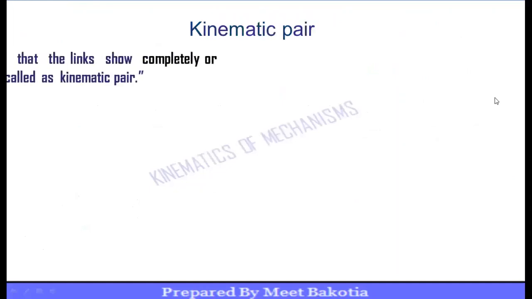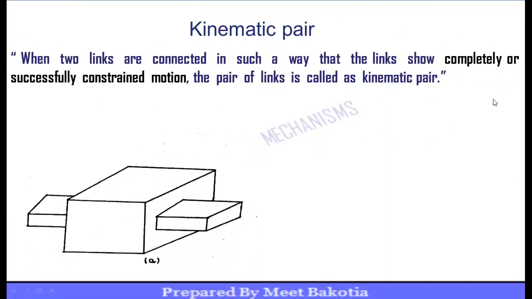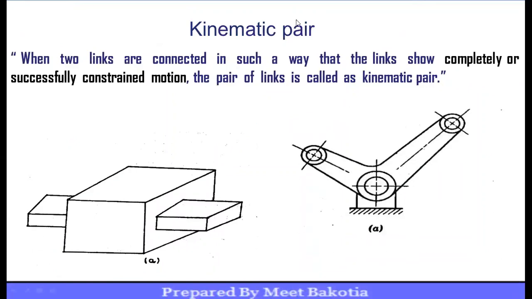Moving ahead, the next term is the kinematic pair. This is also asked in the definitions, so that's why we are doing it. Now, how do I define a kinematic pair? When two links, see, this is link number 1 and this is link number 2, or vice versa, are connected in such a way that the links show completely or successfully constrained motion, then the pair of links is called a kinematic pair.